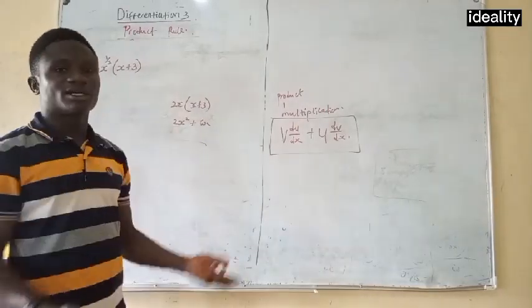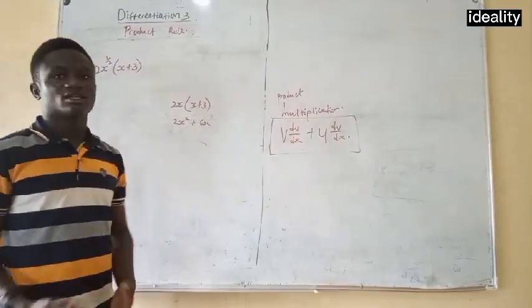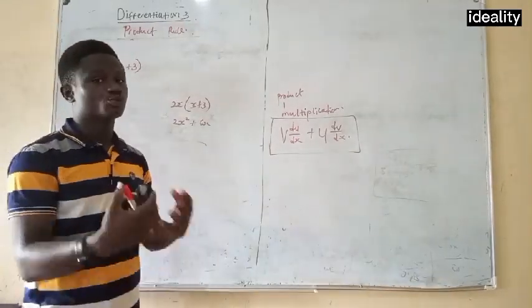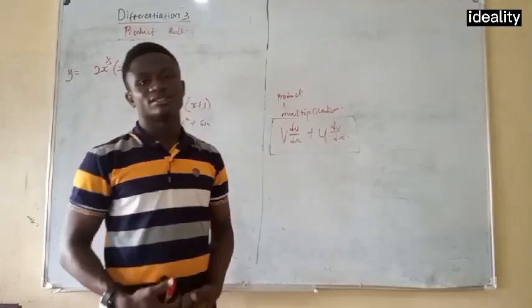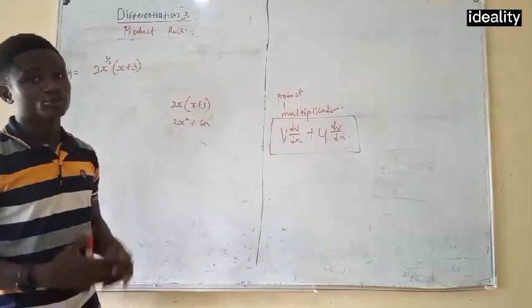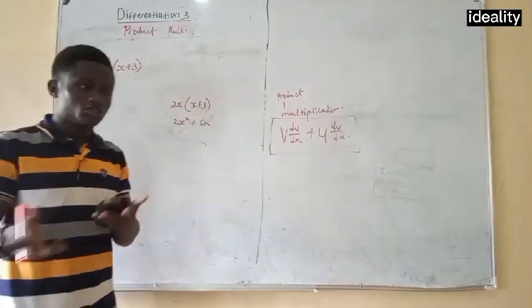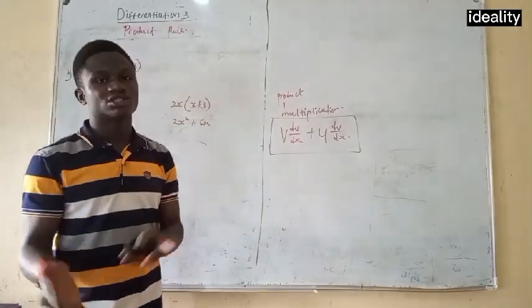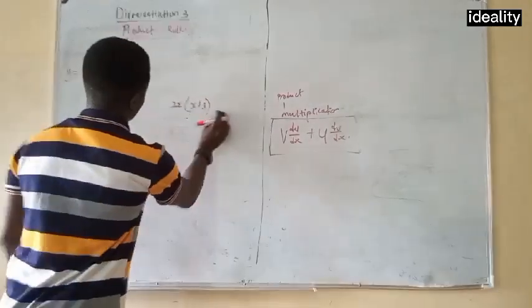You can decide to expand anything you wish. But whenever you have complex questions like this, it is more advisable to use product rule, because in some situations you might not be able to expand, or expanding might take you more time. That's when we use product rule: when two things, or two variables, or two digits with variables, are being multiplied together. So let's do it.